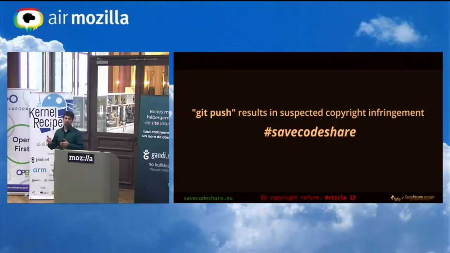But when we looked at this reform, we figured out that there might be some bad influences for free software, because those platforms which are also regulated in this copyright reform might also be code hosting platforms, software development platforms. So we raised this issue with Save Code Share, a website where we had a petition. People could sign an open letter, and we were informing politicians that they might have missed what influence this might have on software development in Europe. That's what we did in the past there.